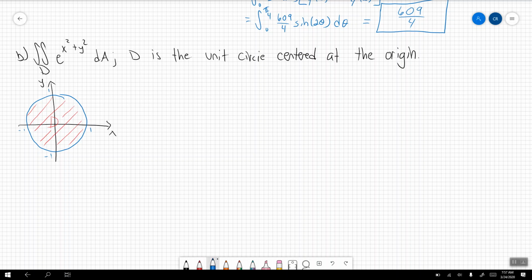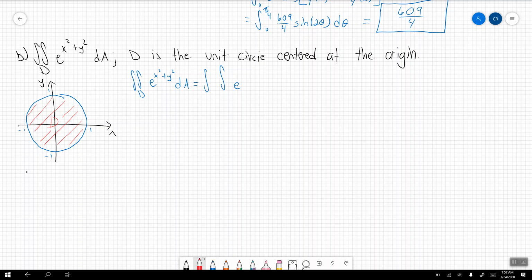So we then have to talk about this in terms of polar coordinates. So let's see how we're going to set this up using polar coordinates. Oops. Let's go ahead and make this a little bit more neat. E to the power of x squared plus y squared, and that's going to be with respect to dA. All right, let's see here. I'm going to work on my integrand first. X squared plus y squared.